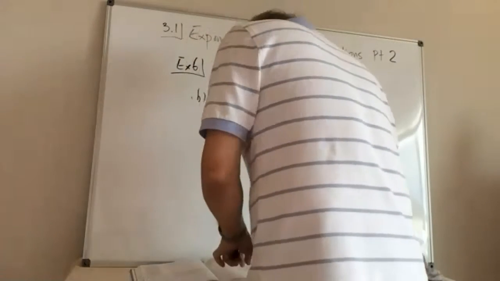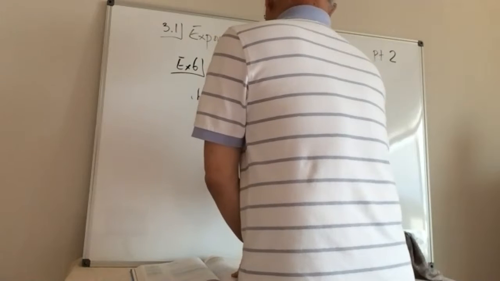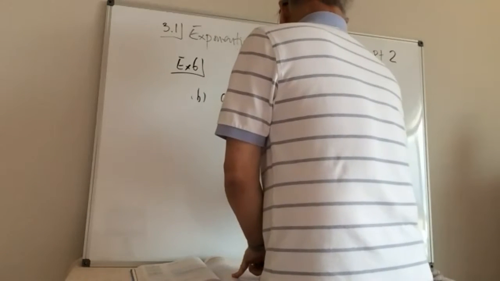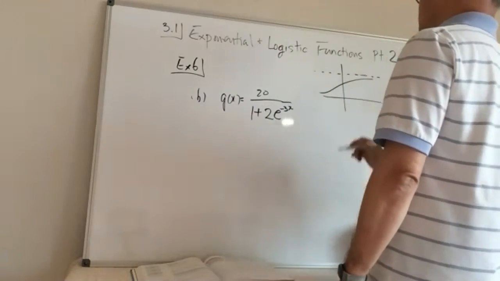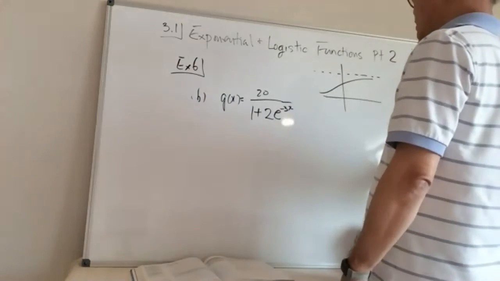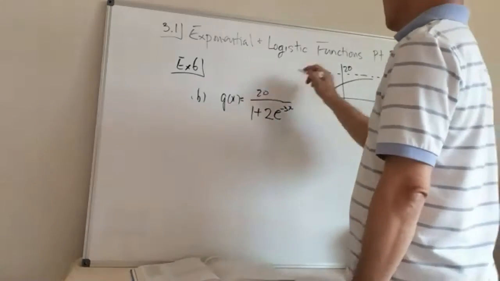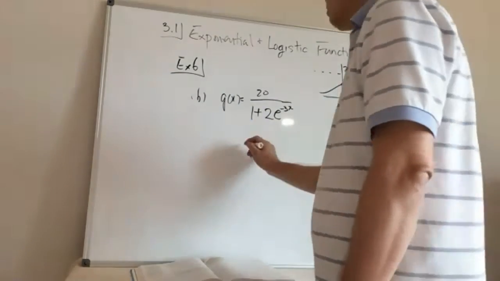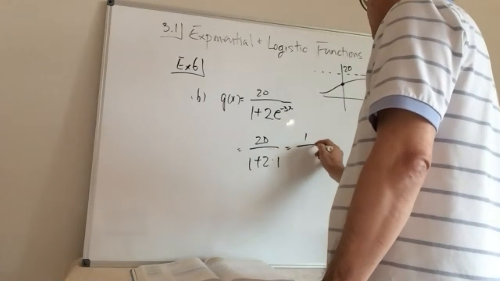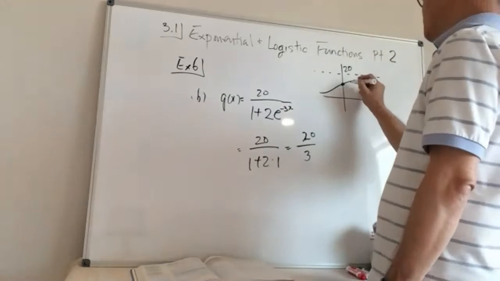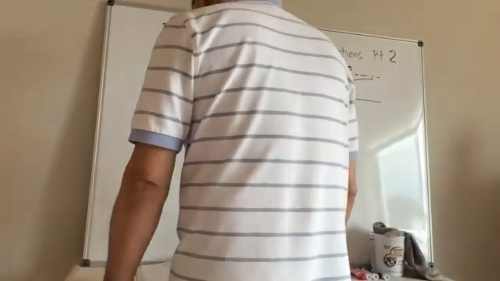In B, we're going to have g of x equal to 20 over 1 plus 2 e to the negative 3x. Again, it's a logistic function. When x goes all the way out here, the carrying capacity is going to be 20, because that's what's on top. Let's do the y-intercept. The y-intercept happens when x equals 0. E to the 0 power becomes 1, and 20 over 1 plus 2 is 3, so this is going to be 20 over 3. That's that. It's really not that complicated.